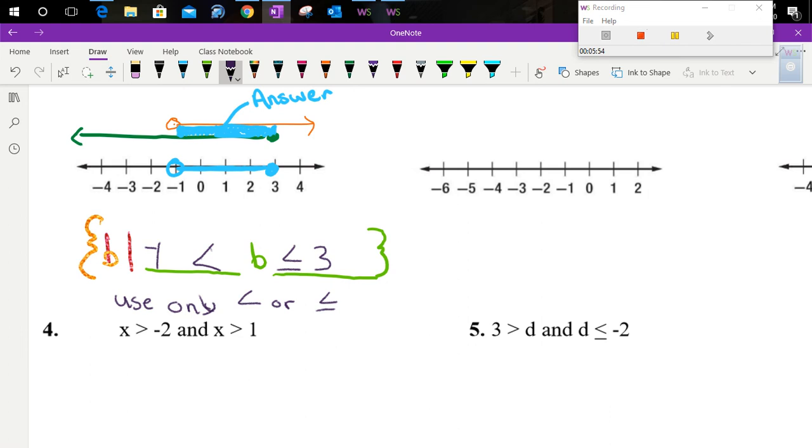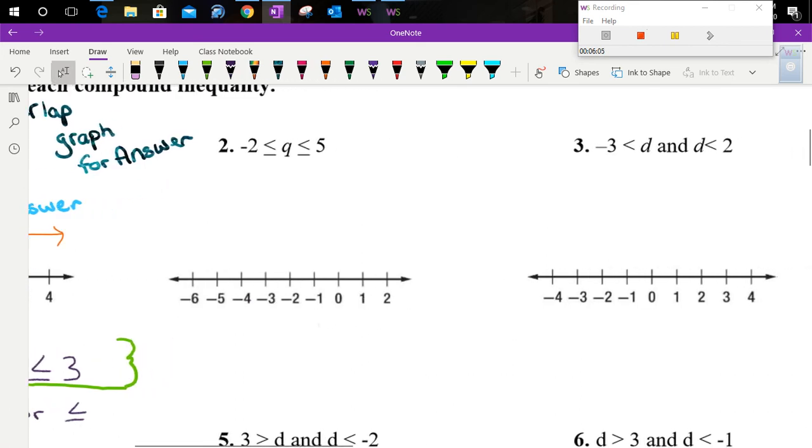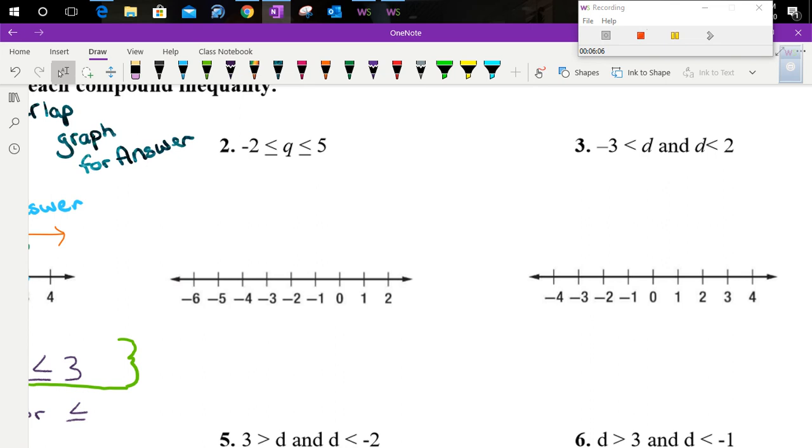Remember, you can pause the video to write down everything that you need to write down. Don't let me rush you. And that's the great thing about the video.